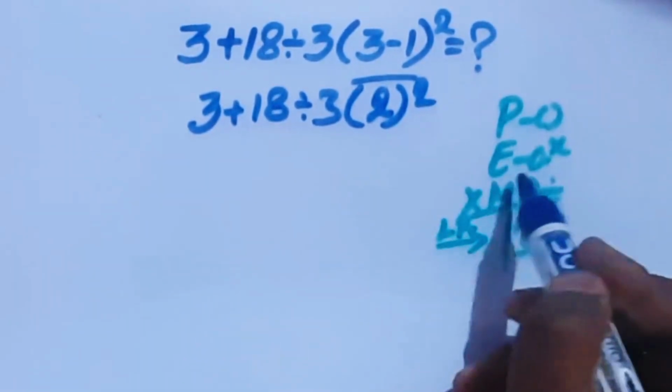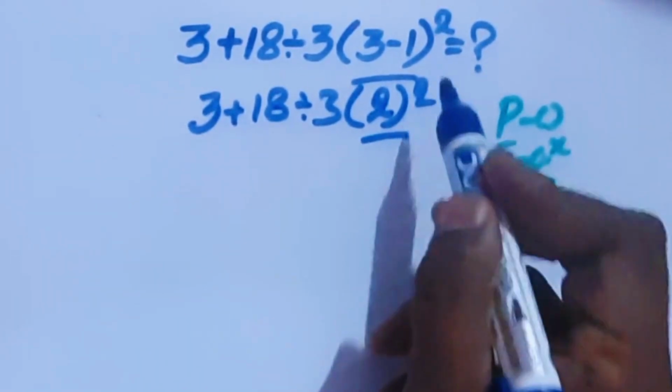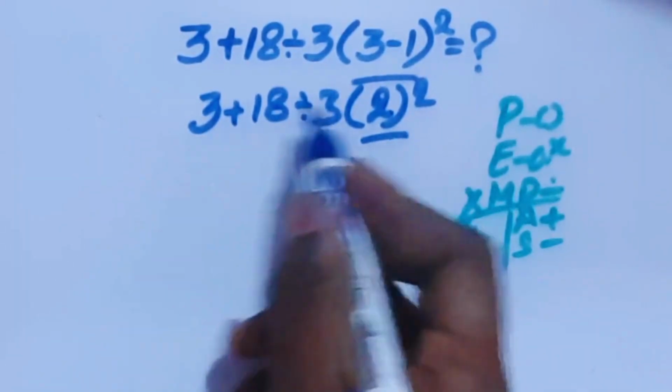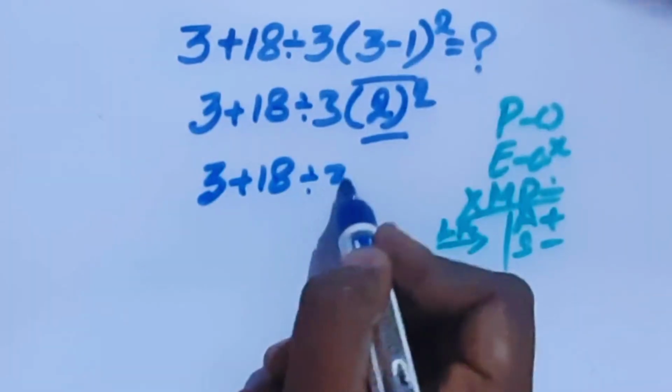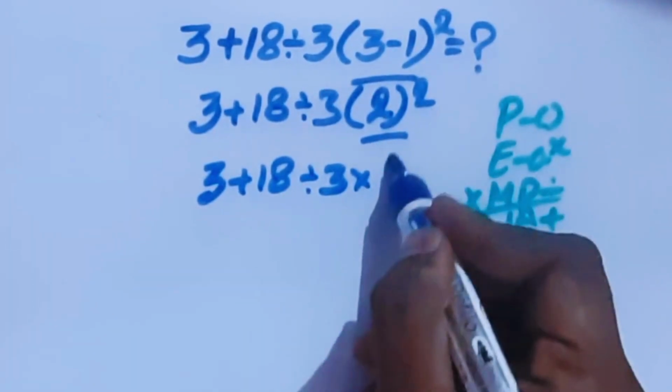Here the next priority is the exponent. We have the exponent here as 2 power 2. We have to do this 2 power 2 before the other operations. Here 3 plus 18 divided by 3 times 2 power 2, which is 4.